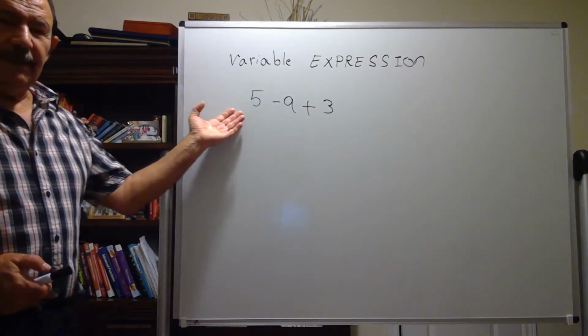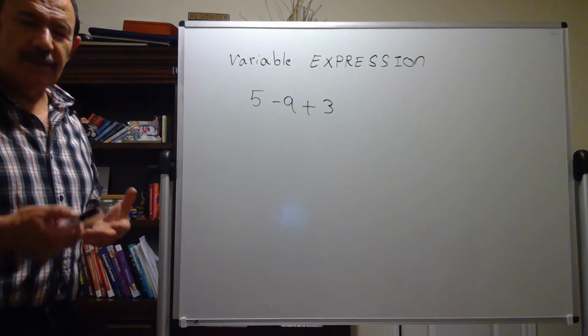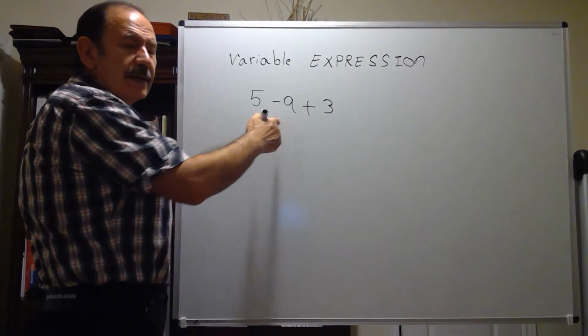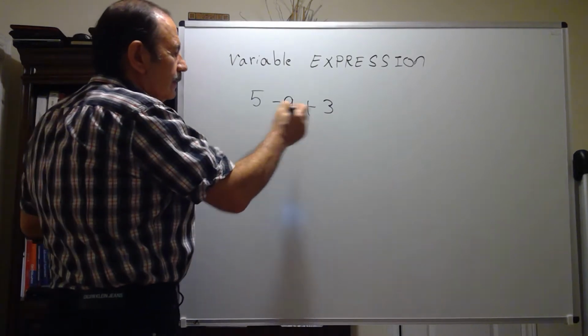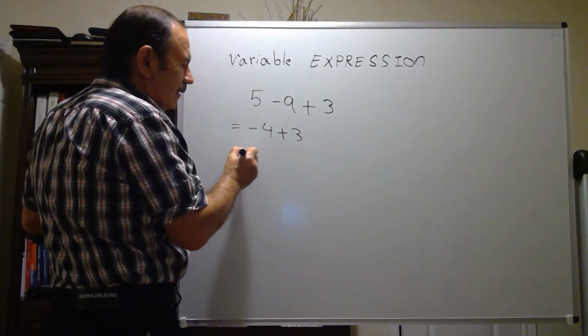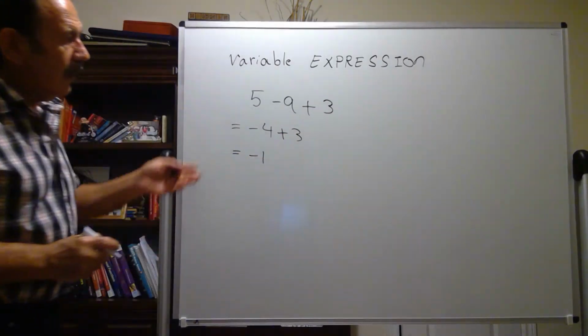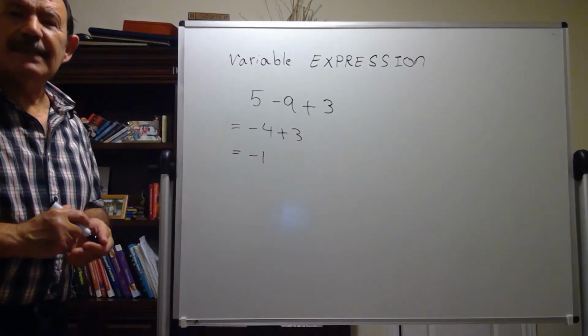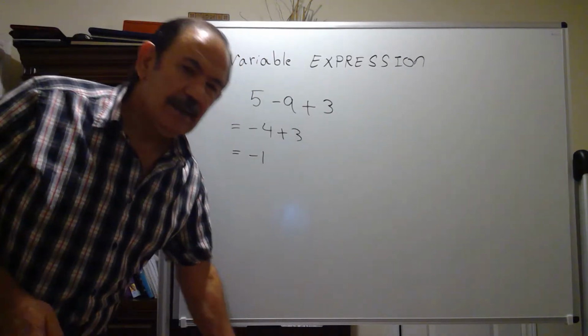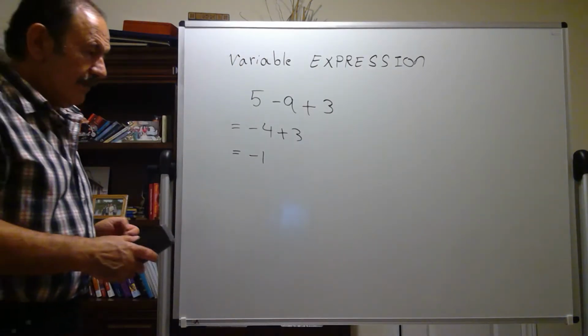If I do the algebraic addition of this, 5 minus 9 is going to be minus 4, plus 3 is going to be minus 1. So I simplified this expression. Let's use an example of a variable expression.